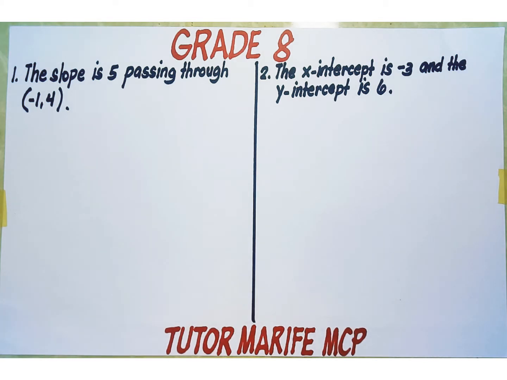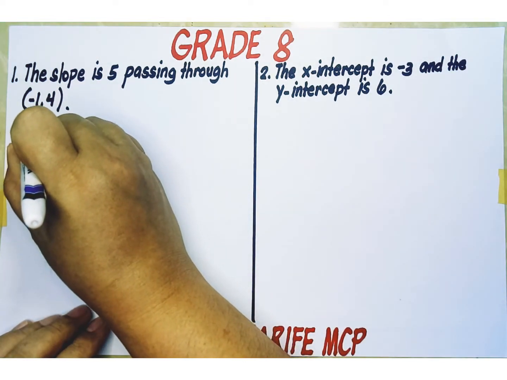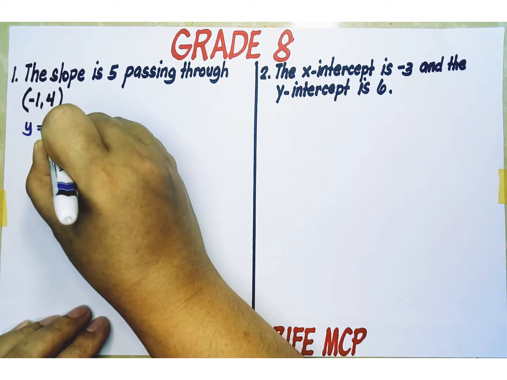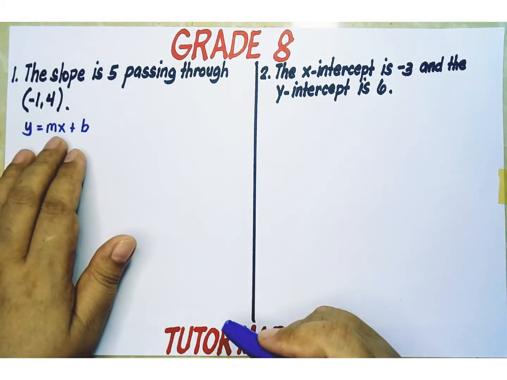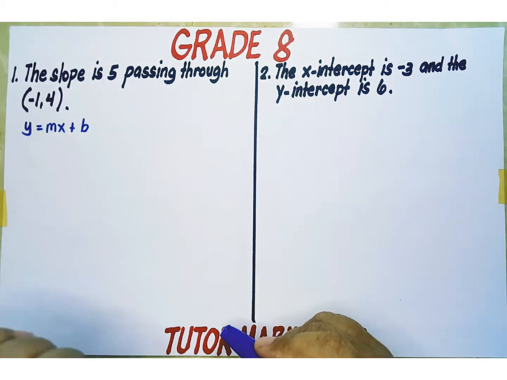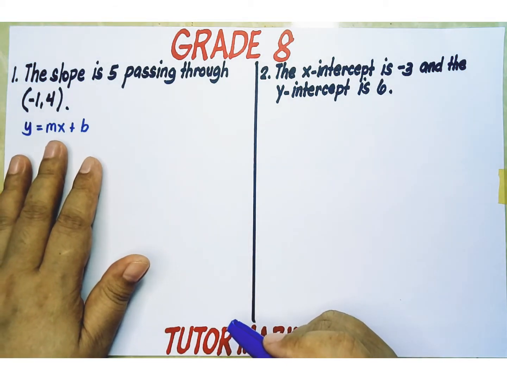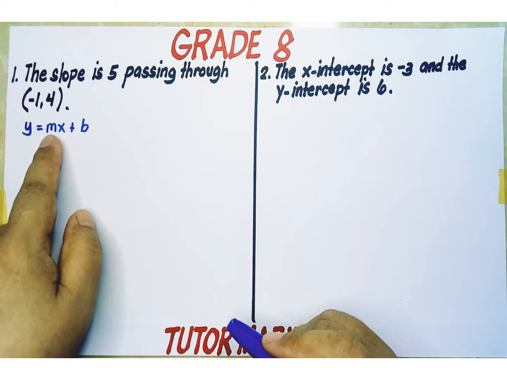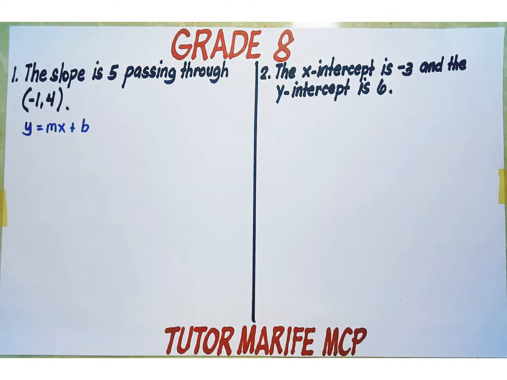So, ano ba ang slope-intercept form of a line? It's y equals mx plus b. Ito ang general structure ng slope-intercept form of a line. Okay? Slope-intercept form kasi it features the two information which are slope and the y-intercept of the line. Kaya slope-intercept form ang pangalan nito.